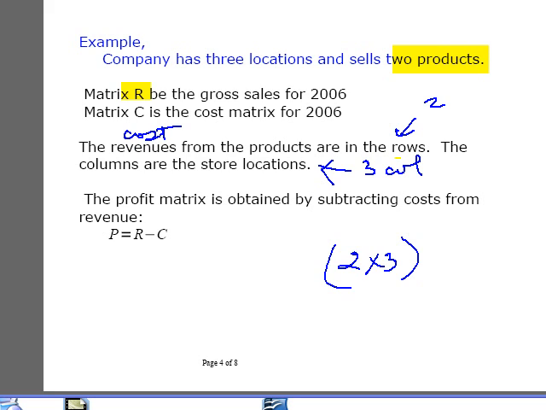See, once you have these stored in the computer or in your calculator, all you have to do is issue the command P equals R minus C, and all the arithmetic is taken care of by the computer. The big problem is entering the matrices in the first place. The second big problem is making sure you don't switch around your definitions of what's in the rows and what's in the columns.